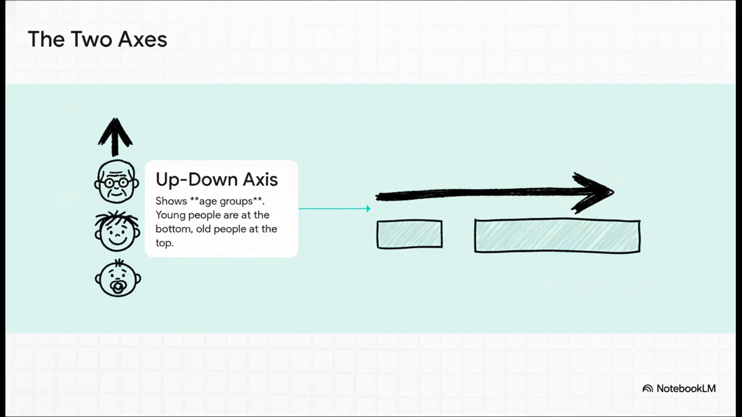Next up, there are two main directions you've got to pay attention to. Think up and down and side to side. The up and down line, that's all about age. The youngest people, we're talking babies and kids, they're always at the very bottom. And as you go up, the people get older. Then you have the side to side direction. This just shows you how many people there are. If a bar sticks out really far, it means there are a lot of people in that age group. So wider means more people.